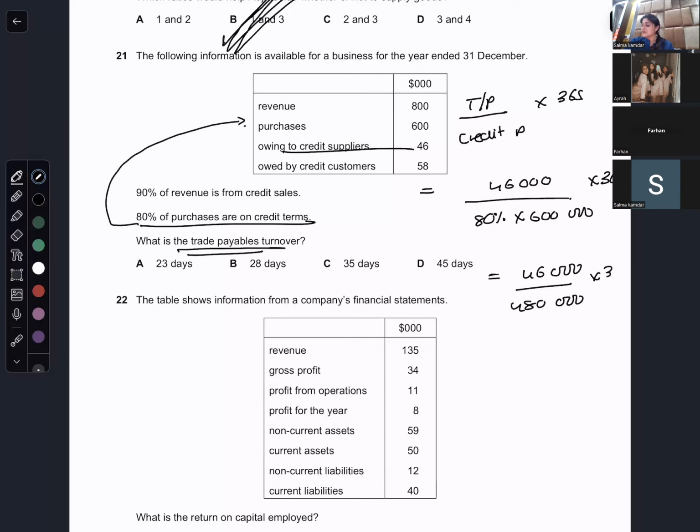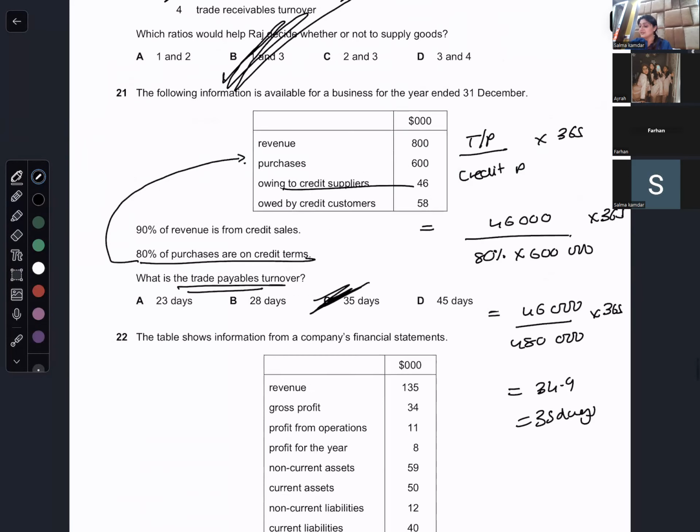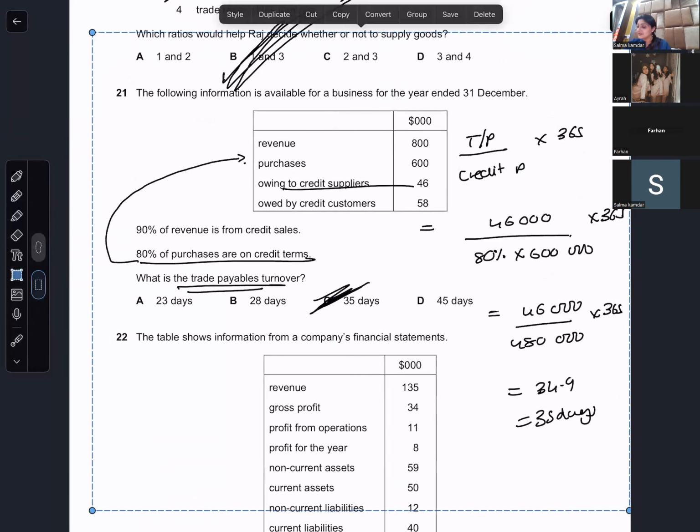So how much is coming? Hold on. 35 days. So that's option C, 35 days. Ira, where are you? Are you without your calculator? You cannot sit in accounts without a calculator. Read the next one.